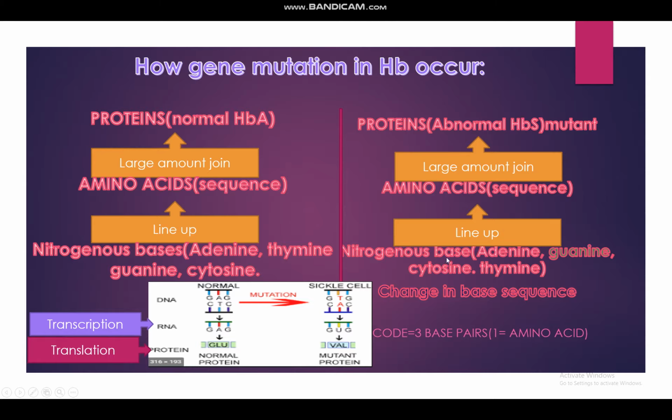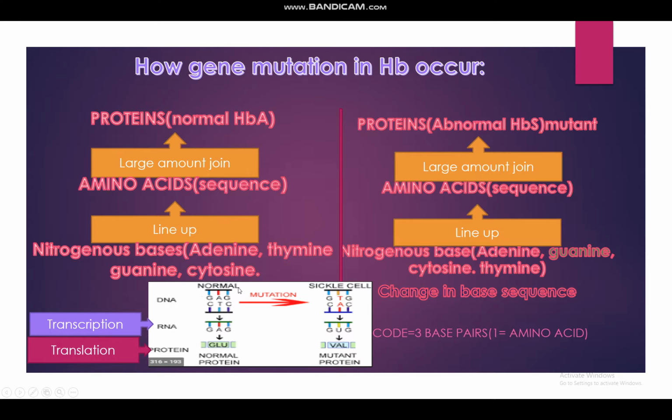In case of a mutation, if it occurs in the nitrogenous base pairs, then the mutant base pairs line up and the amino acid sequence is changed. When this changed amino acid sequence joins together, it forms a mutant protein, which causes the abnormal hemoglobin, that is HbS.